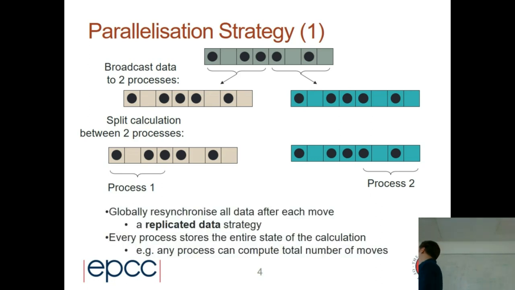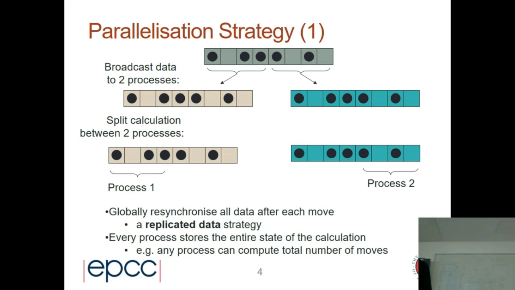But then the important point is I then have to globally resynchronize all the data after each move, because in this parallelization strategy I want to make sure that every process has an entire copy of the entire row, which is always up to date, which means that any process can update any piece it wants. So we need to make sure that the row is coherent, but that would require communications, obviously. Every process stores the entire state of the calculation. This is called a replicated data strategy.